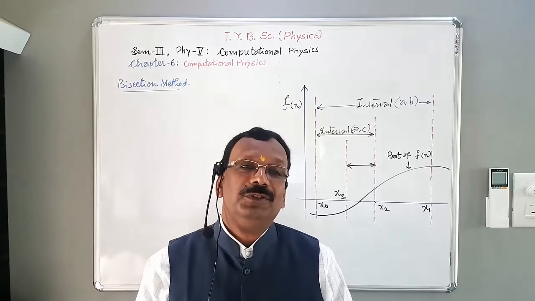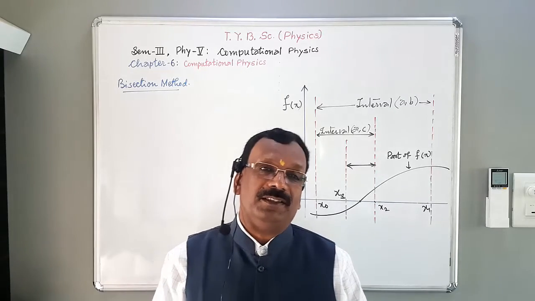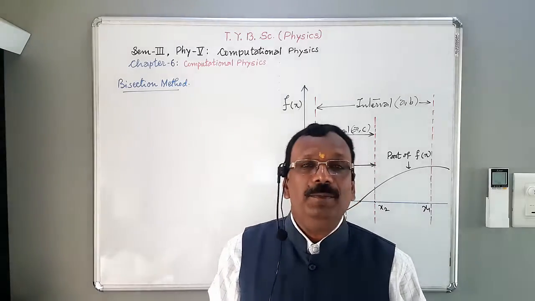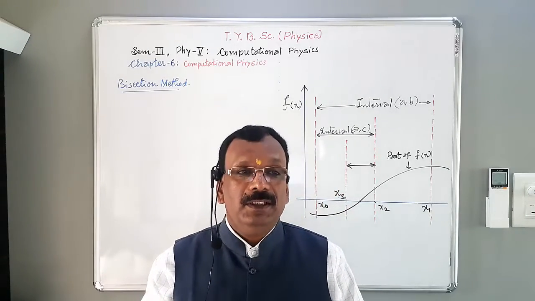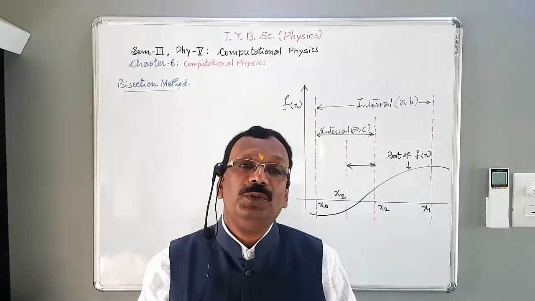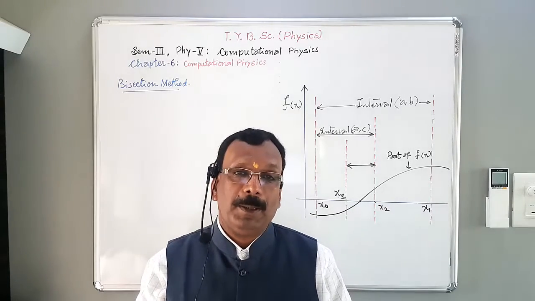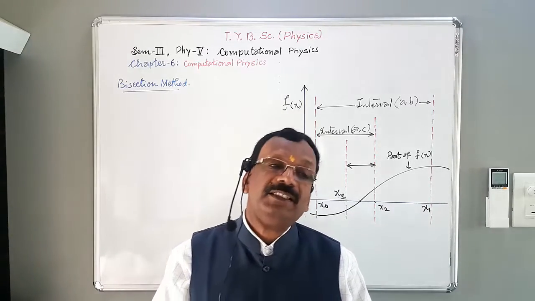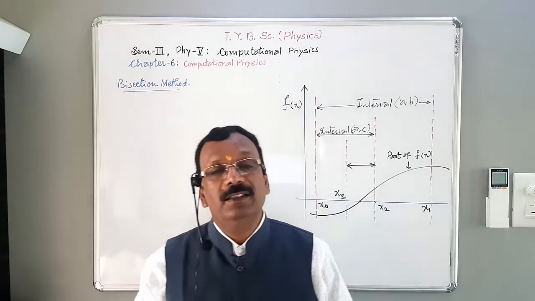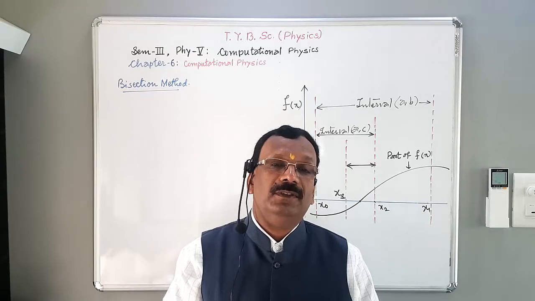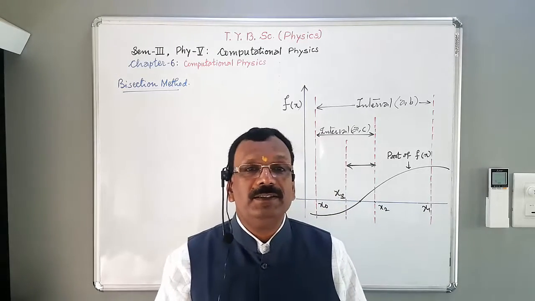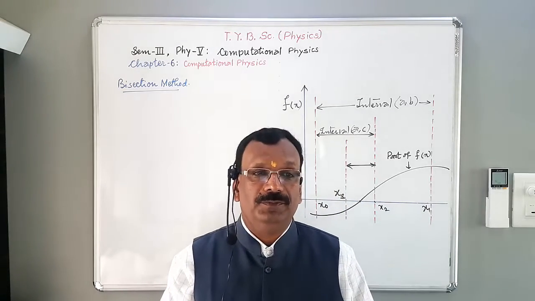Today we are going to see numerical methods, and the first numerical method is the bisection method. Now in this bisection method we should know what the bisection method is. The bisection method is a simple and reliable iterative method. This method is also known as the half interval method.